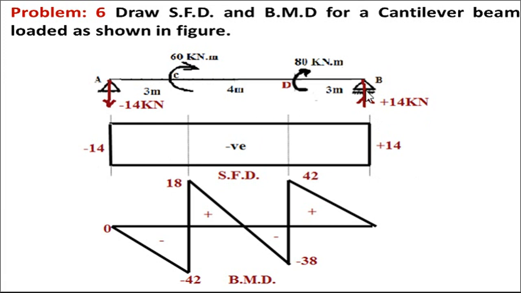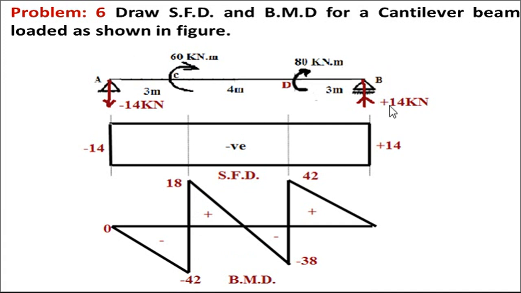And then take moment about this C point and D point. Okay, so moment at C will be minus 14 into 2, this will be minus 14 into 3, that is minus 42. Okay, so minus 42 is anti-clockwise and here there is a clockwise moment. Okay, so minus 42 plus 60, you will get 18. Minus 42 plus 60, you will get plus 18.